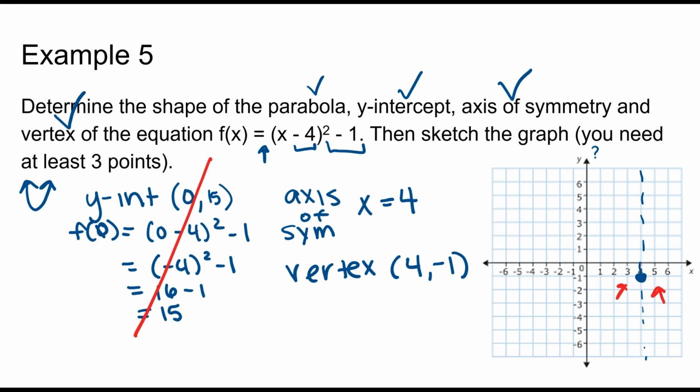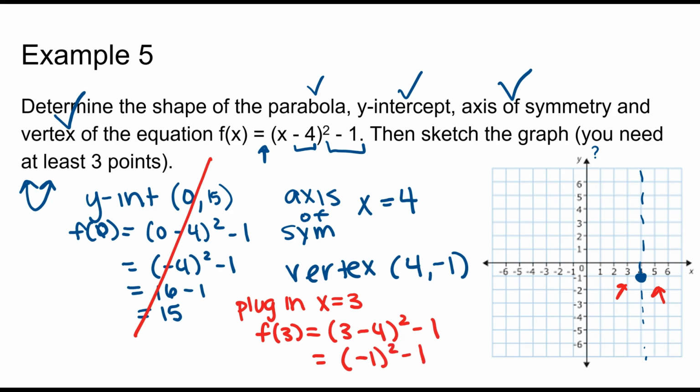So let's go ahead and plug in x equals 3. So f of 3 would be 3 minus 4 squared minus 1. So we'd get -1 squared minus 1. We get 1 minus 1 is 0. So that's this ordered pair. And then we can mirror it to the other side. And now we've got our 3 points to graph.